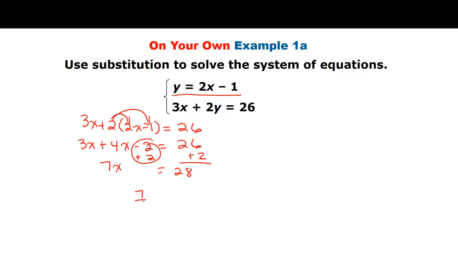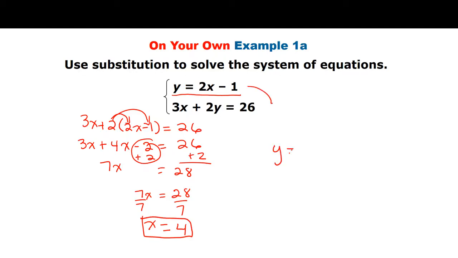So 7x equals 28. Divide both sides by 7, so x equals 4. All right, so I'm halfway finished. Now I'm going to substitute again. I'm going to choose this equation.